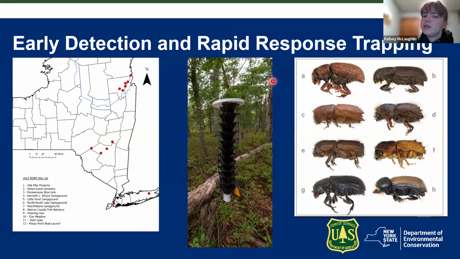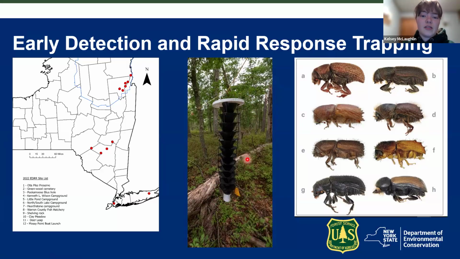We also do a few different trapping programs. I just want to talk about the one today. This is our early detection and rapid response trapping. And the idea behind these trapping programs, this is what's called a Lindgren funnel trap. And if you imagine that you're a beetle, this looks like a tree to you. Just trust me. And it also smells really good because we put lures in there that smell like their pheromones or tree stress chemicals or things that they like to eat.